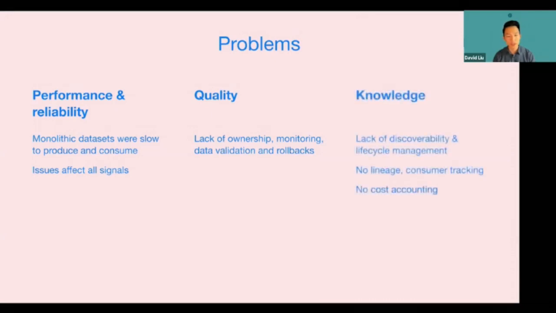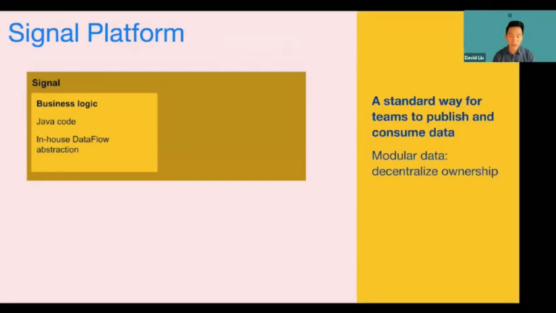Third is knowledge. We relied a lot on tribal knowledge to discover which signals to use, and old signals wouldn't be removed at the end of their life. To understand the signal's lineage or its usage, you would have to trace a lot of code. To solve these issues, we built a signal platform to provide a standard way for teams to publish and consume data in a modular fashion.